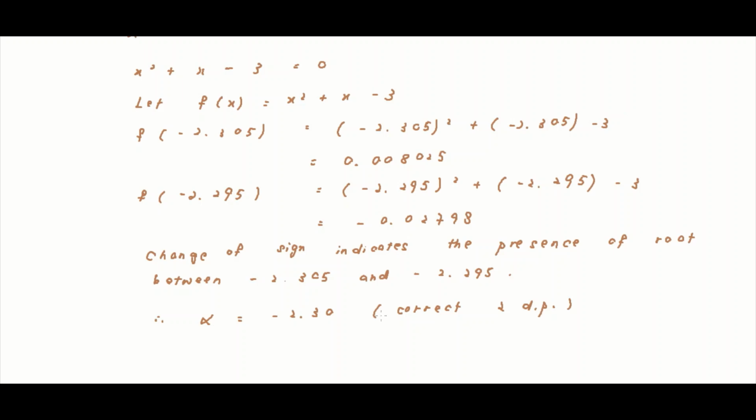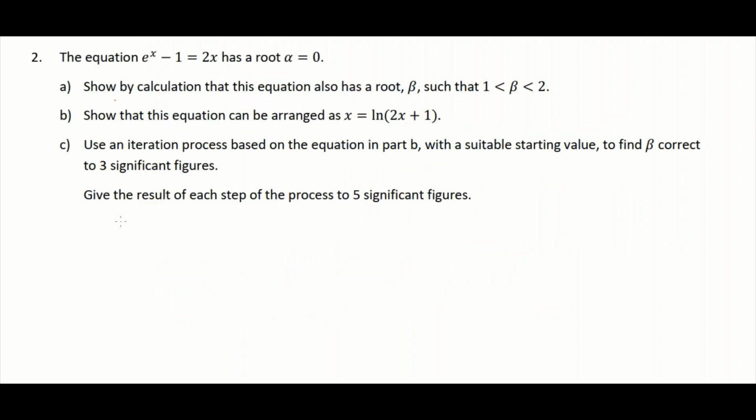All right, let's move on to number 2. The equation e to the power of x minus 1 equals 2x has a root alpha equals 0. Show by calculation that this equation also has a root beta such that beta is between 1 and 2. The first thing you need to do is verify that there is a root, meaning you need to use the change of sign approach.